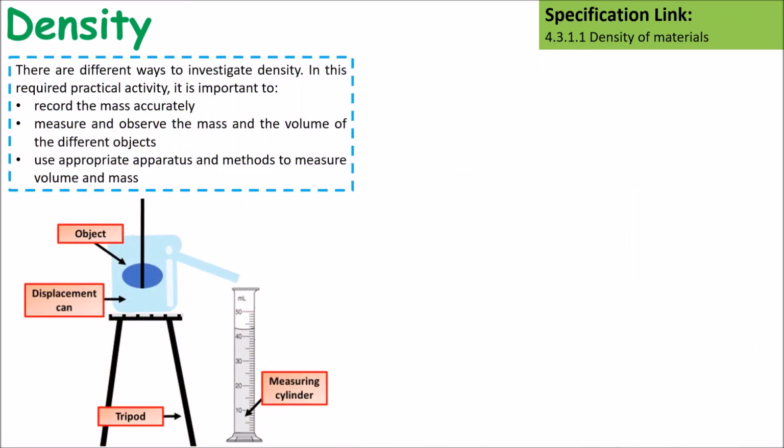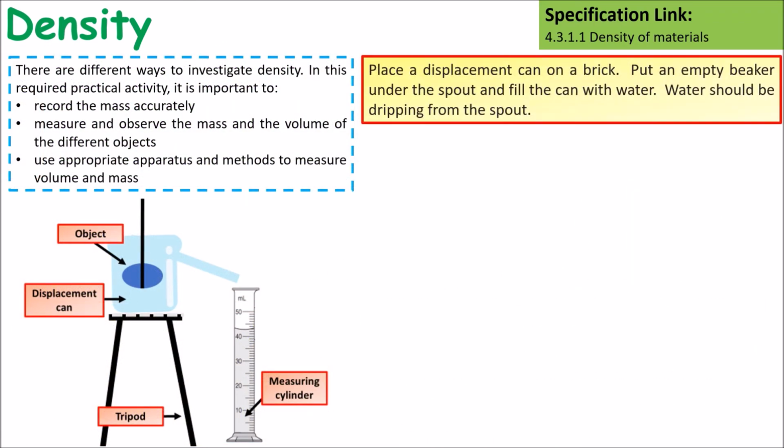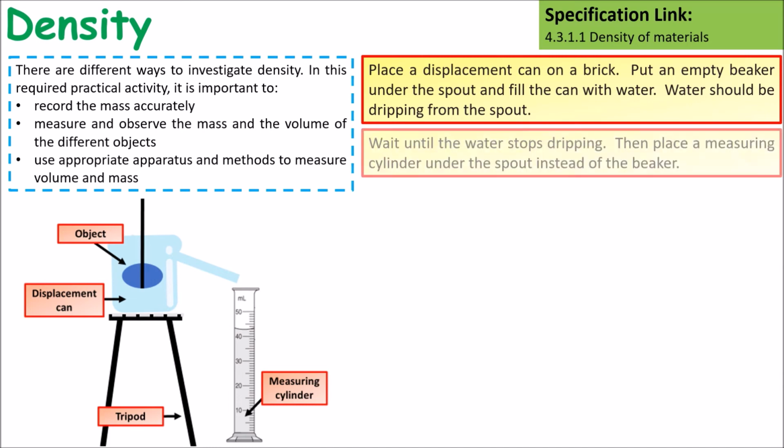So if we go and look at how this can be carried out, one piece of equipment we can use is a displacement can or a Eureka can. So if we place the displacement can on some sort of tripod or brick, you can put an empty beaker under the spout and fill the can with water. So the water should be dripping out from the spout.